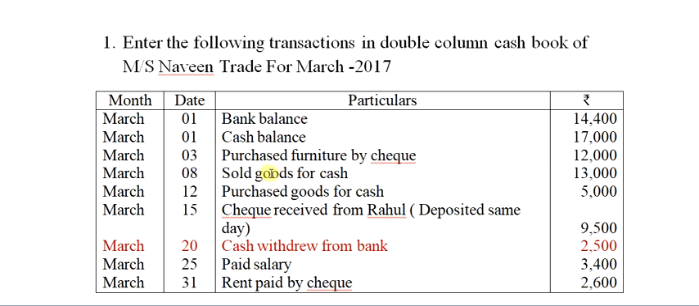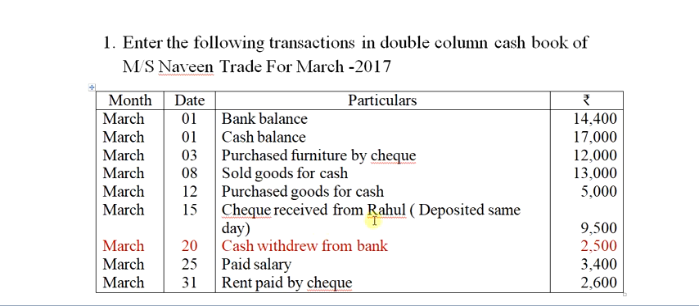On March 8, sold goods for cash, 13,000. Our cash balance increases while we are making the sales. When the cash balance increases, it should be taken under which side? Debit side. March 12th, purchased goods for cash, rupees 5,000. When we purchase goods for cash, what happens? Our cash balance reduces, so it should be taken under which side? Under the credit side.